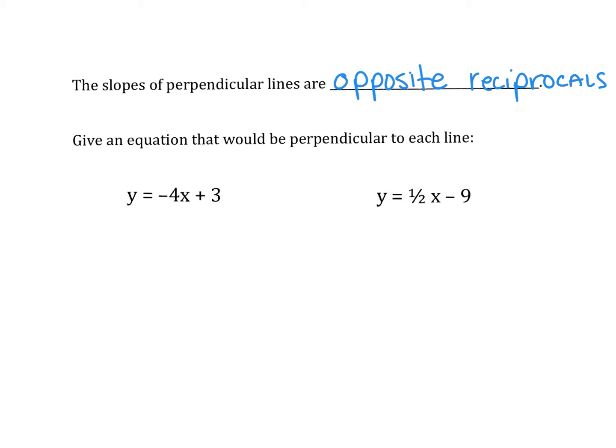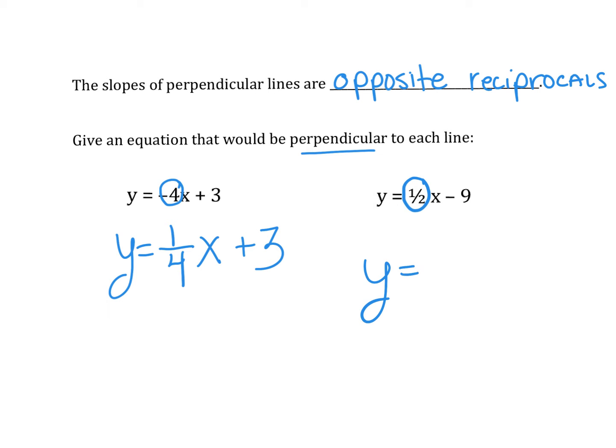Okay. Given an equation, to write one that would be perpendicular to each line, I can write any equation, but instead of using a -4, I need its opposite reciprocal. That would be a +1/4 for the slope. And then the y-intercept could be the same, or it could really be any other number. So to give a line that would be perpendicular to a slope of 1/2, I would need to make that a -2. I'm going to flip it over and make it negative, and then I'll just pick any number for the y-intercept.